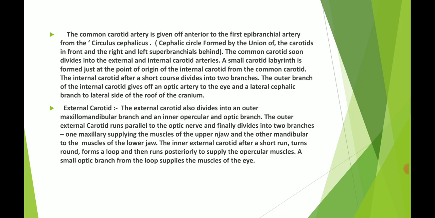Then the internal carotid, after a short course, divides into two branches. The outer branch of the internal carotid gives off an optic artery to the eye, and the lateral cephalic branch to the lateral side of the roof of the cranium. Here we are seeing the external carotid.